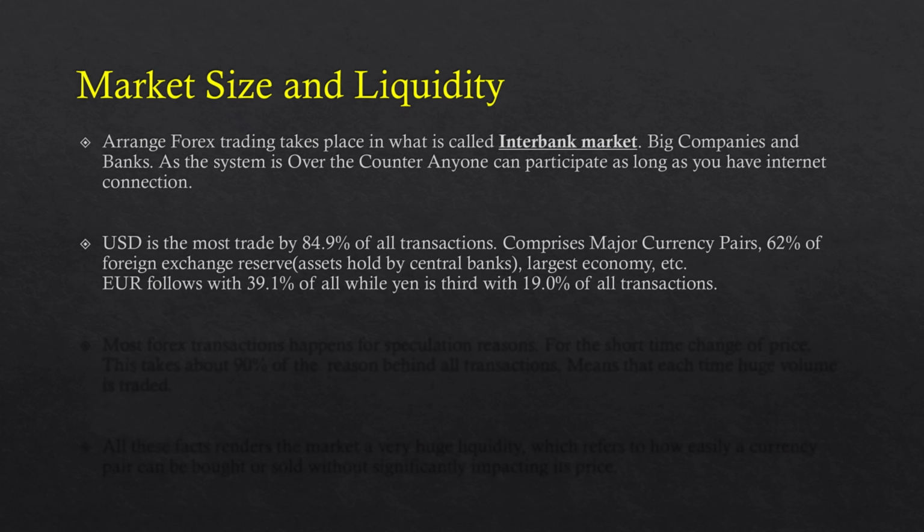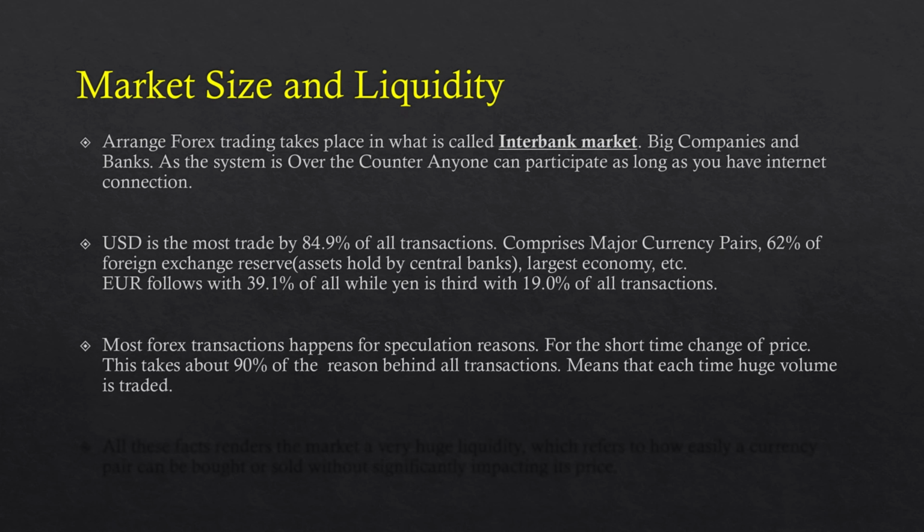The US dollar is the most traded in Forex, whereby around 84.9% of all transactions involve US dollars. The reason is that all major currency pairs consist of the US dollar, and they are the most traded. Moreover, around 62% of all Forex reserves or assets held by central banks in different countries exist in dollars. Last but not least, it represents the largest economy in the world, so it makes sense for it to be the most traded. The euro follows in the competition with around 39.1% of transactions, while the yen, which takes 3rd position, takes 19% of all transactions.